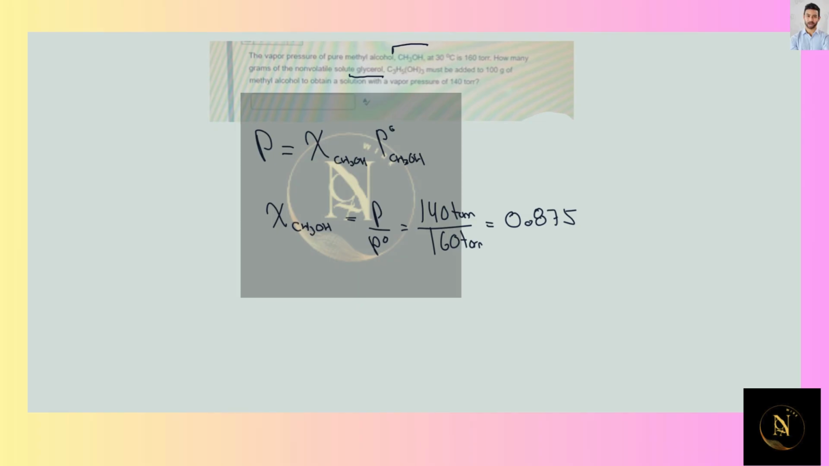Now, the amount of moles of CH3OH that we'll have in solution is going to be related to the 100 grams that we're going to have. In this case, methanol is going to have a molecular weight of 32 grams per mole. So, dividing by this value, 100 over 32 would be the amount of moles that we're going to get, which is 3.125 moles of methanol.